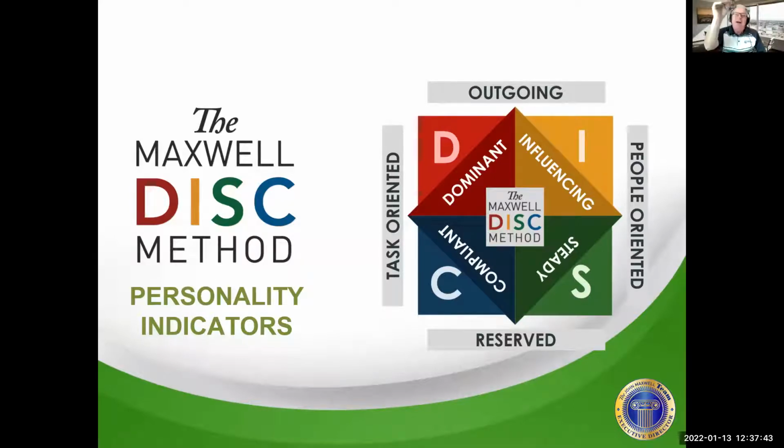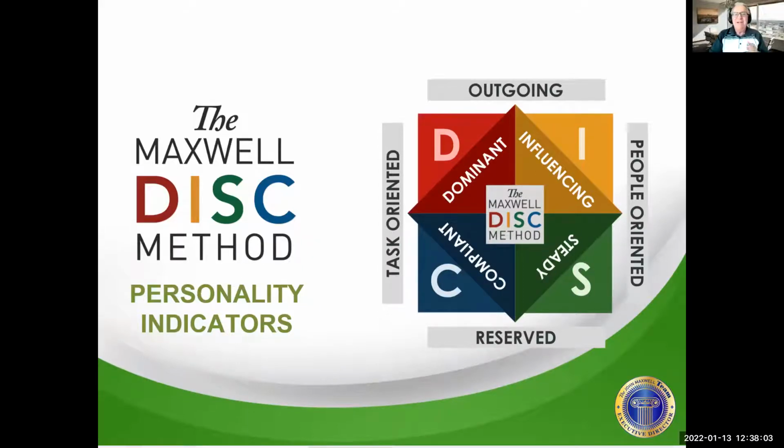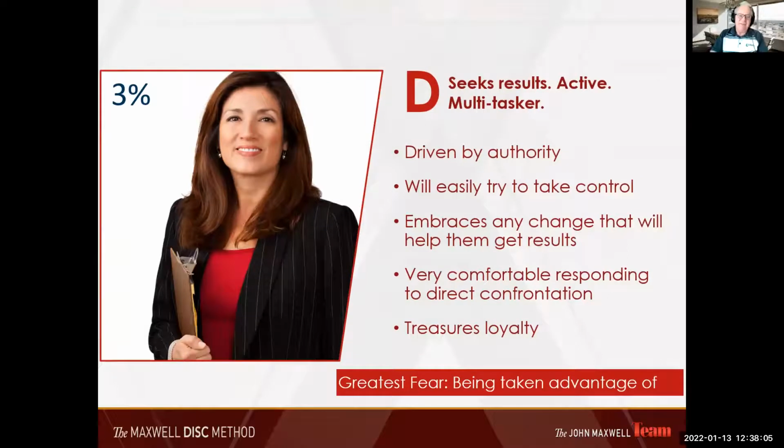So, real quick, D's and I's are outgoing, S's and C's are reserved. D's and C's are more task-oriented, I's and S's more people-oriented. Now let's take a look at these different personalities and what makes them up. This is where you need to start identifying the personalities so you can better connect with them. Okay, so we'll start with the D's.